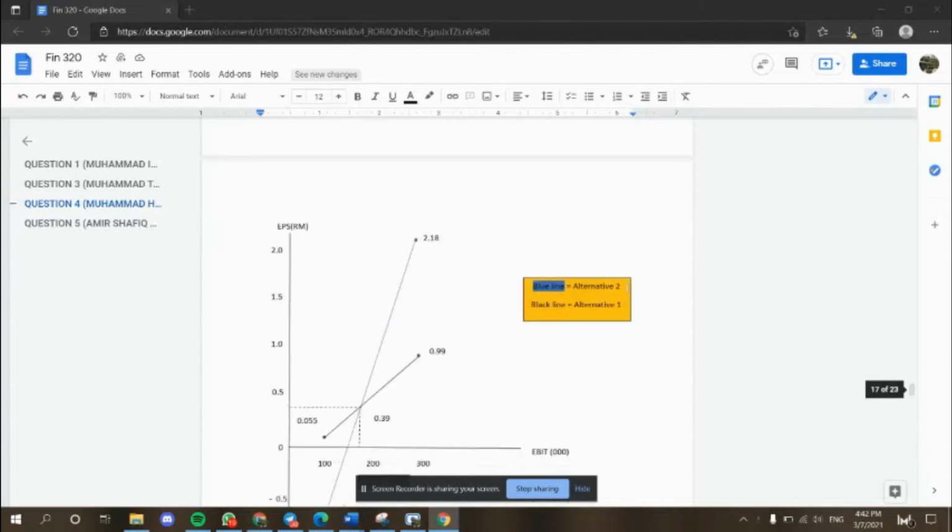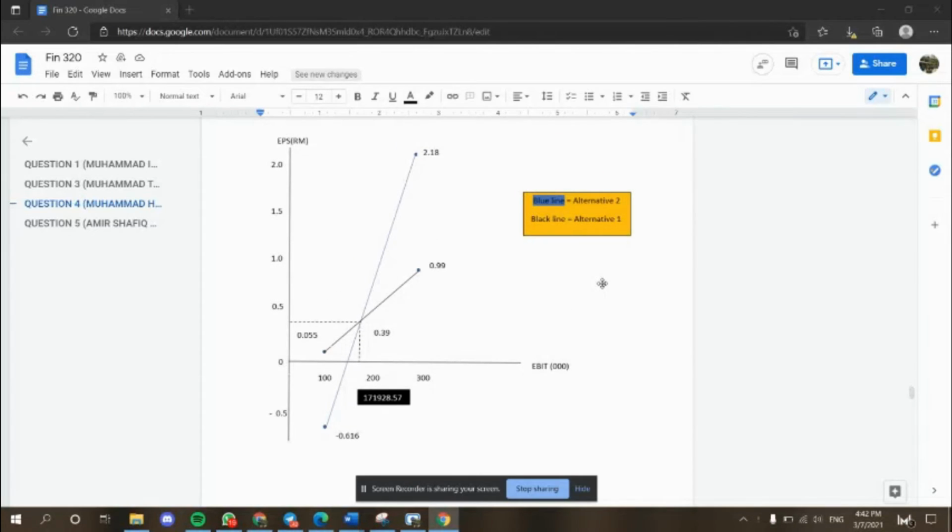Okay, then the collected values need to be plotted into a graph and we'll get a straight line for both alternatives, and the intersection point for both alternatives is 0.39, which is the value of EPS.